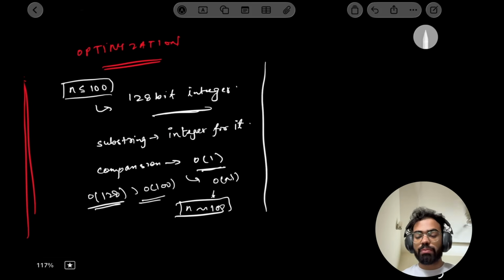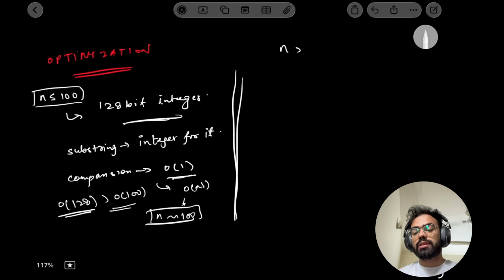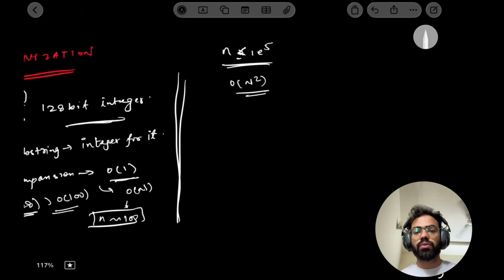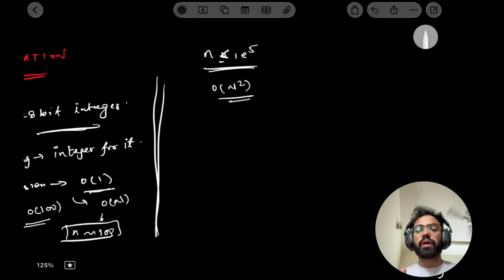Now, let's see what happens if n is less than or equal to 1e5. In this case, we have O(n squared), and O(n squared) is not going to work this way. Now, how can you optimize this?